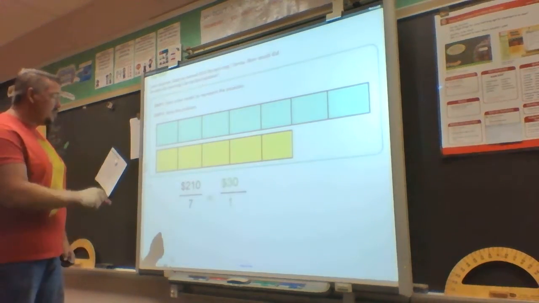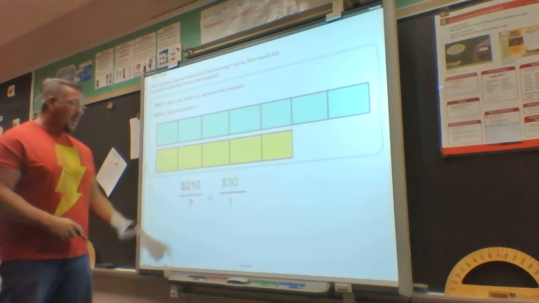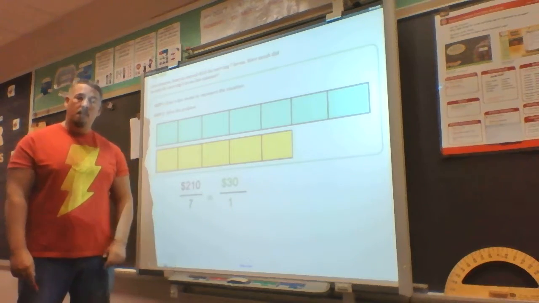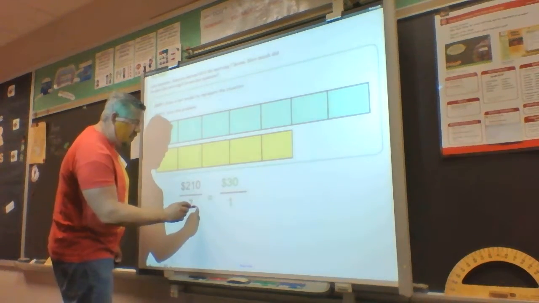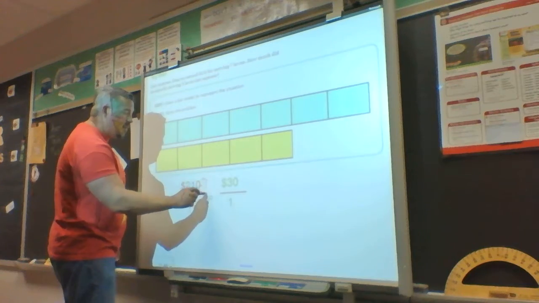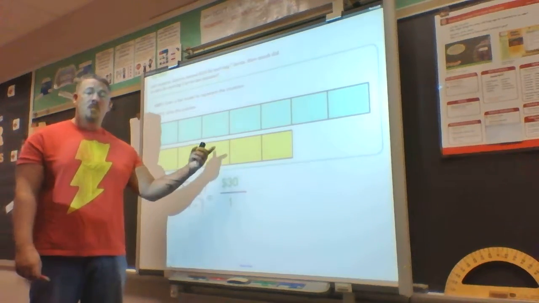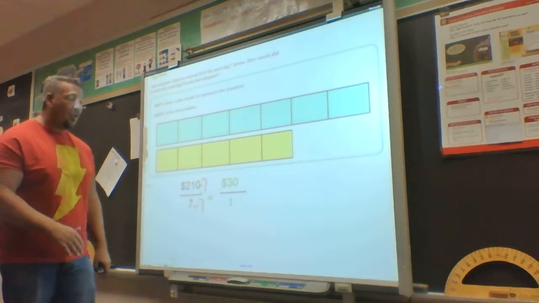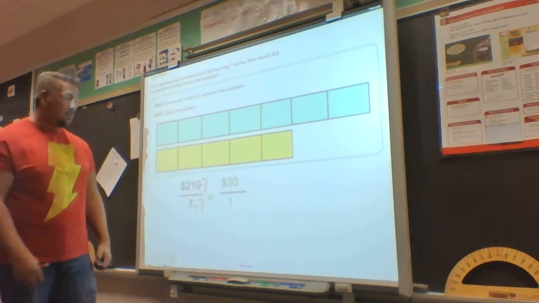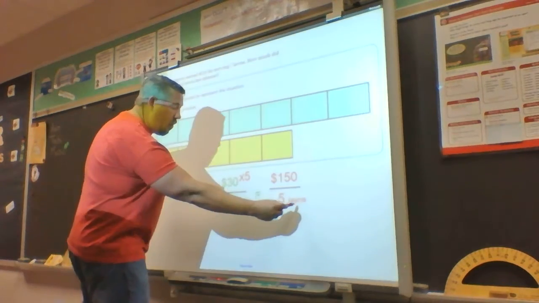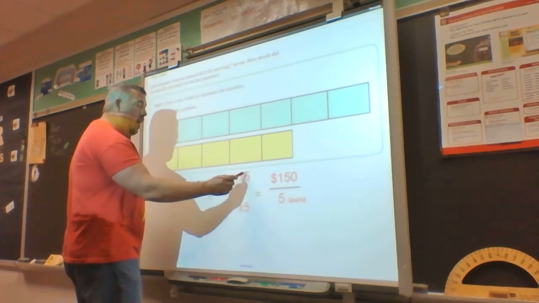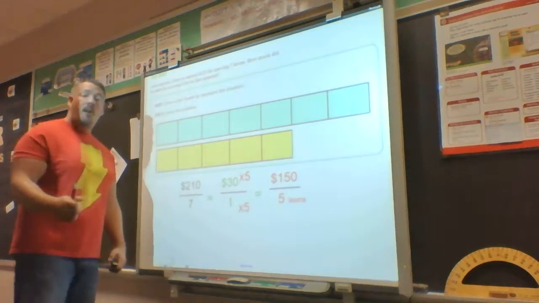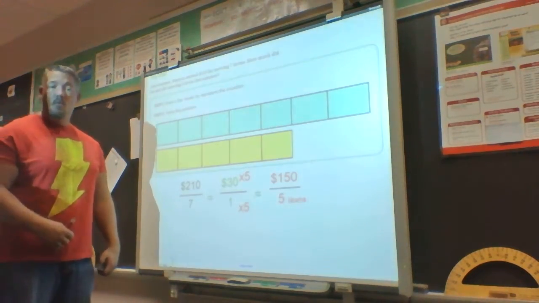So when I get my 210 per 7 lawns, I know I have to find my unit rate. And how did I get the 1? Yeah, I divided by 7. And up here I divided by 7. So I know my unit rate was $30 per lawn last summer. Well, how much did he earn then for 5 lawns? Well, if I want to change it into 5 lawns, then I have to multiply numerator and denominator by 5, so I know that he earned $150 for every 5 lawns that he mowed.